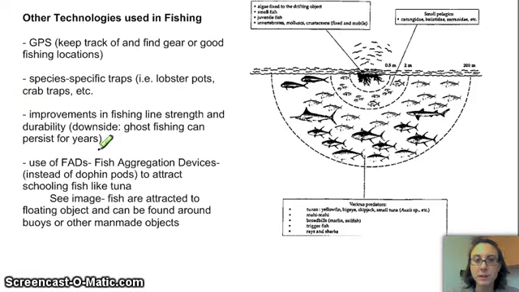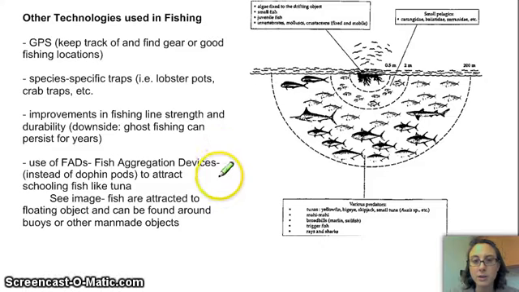Different types of fishing, the materials that make up the fishing line, they can help with durability so that you don't have to be replacing stuff so often. On the flip side, they don't break down if they're lost, and you can have that issue of ghost fishing that goes on for years.